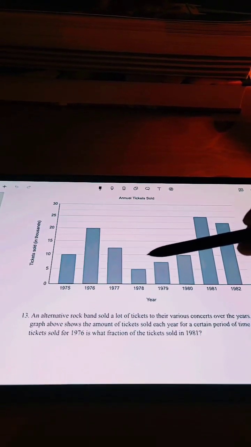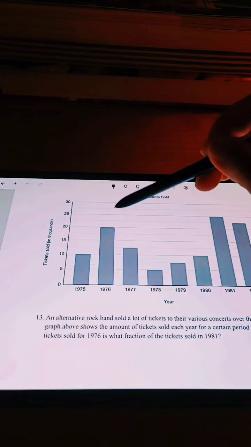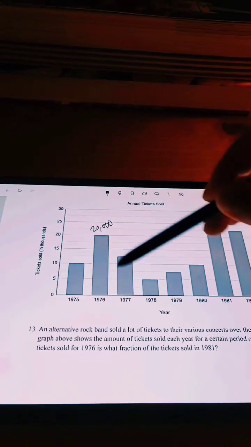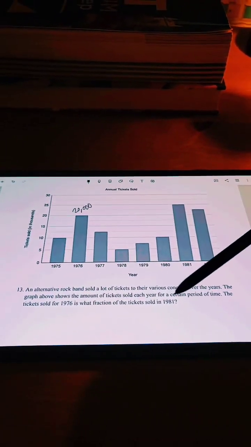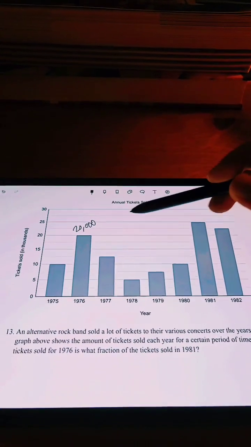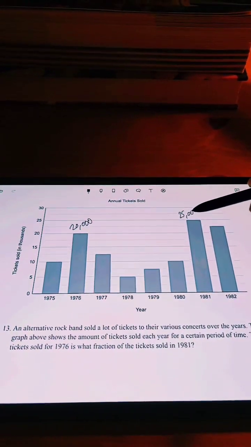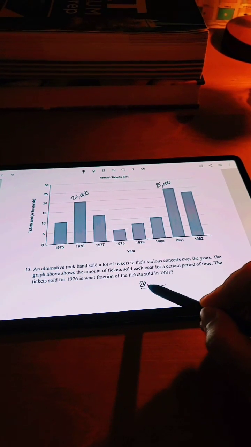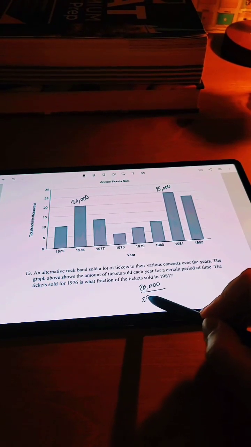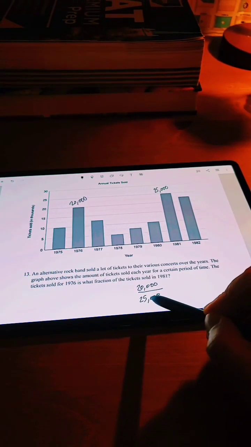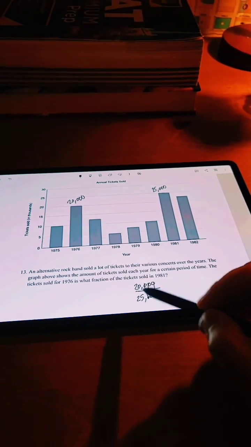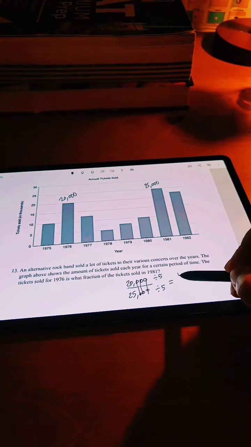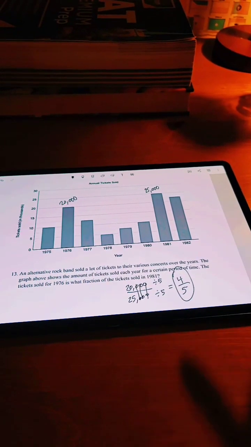So 1976, right? Yeah, 1976 is over here. So that's going to be 20,000 tickets sold in 1976, and then the tickets sold in 1981 is going to be 25,000. So if we want to set that up as a fraction, it would be 20,000 over 25,000. You can cancel out a 0 on top for every 0 on bottom, then you just have 20 over 25. And if you divide by the greatest common factor of 5 on top and bottom, you get 4/5 as your answer.